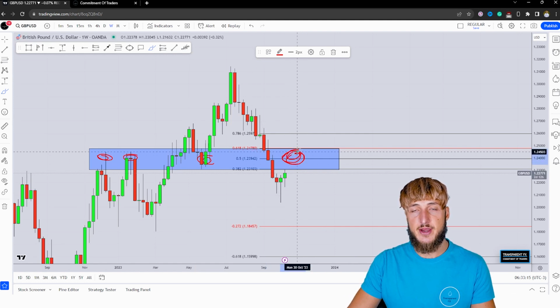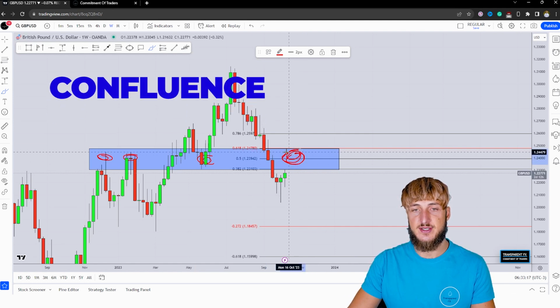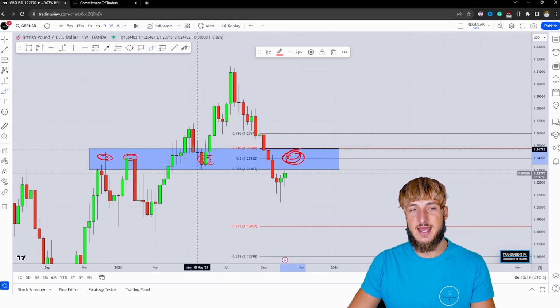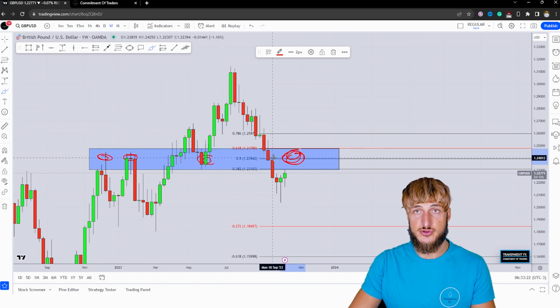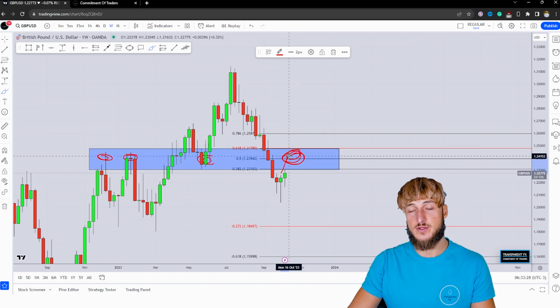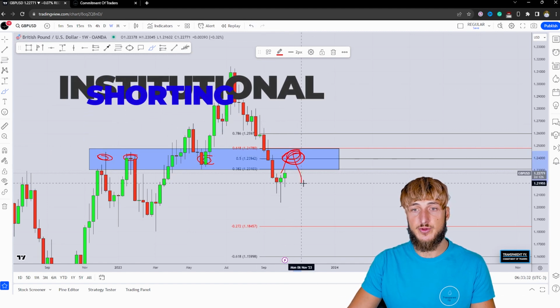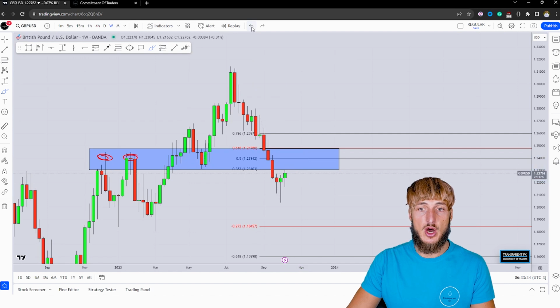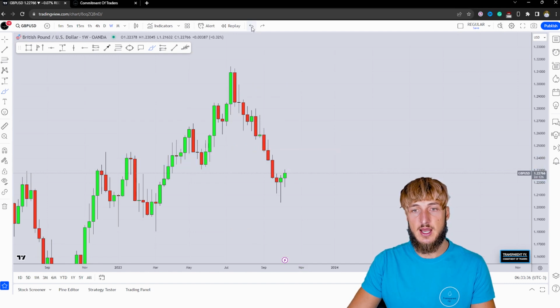So all this area is confluence of resistance because we have both the Fibonacci levels and the previous structure support that is now structure resistance. And there is the possibility inside of this resistance level, confluence of resistance level, to see more institutional shorting, which at that point would further increase the probabilities of a potential rejection to the downside away from the level.